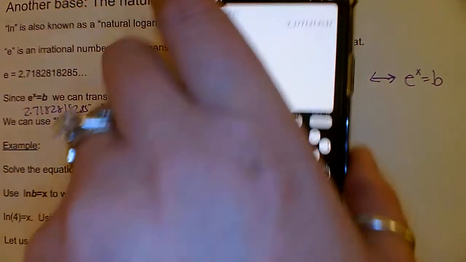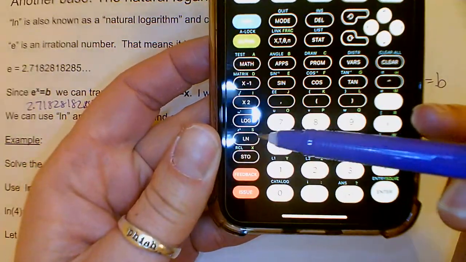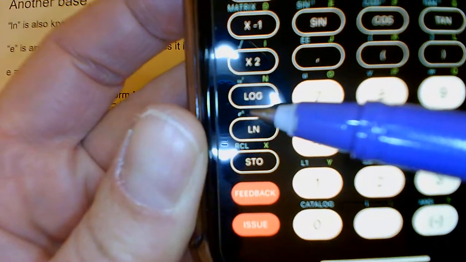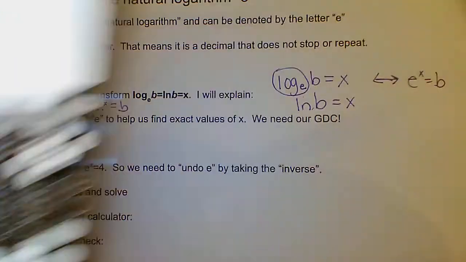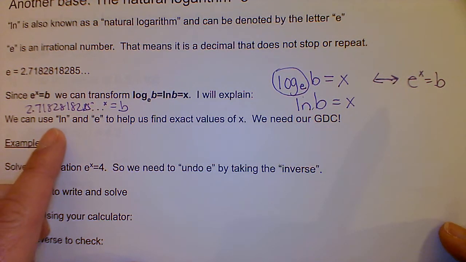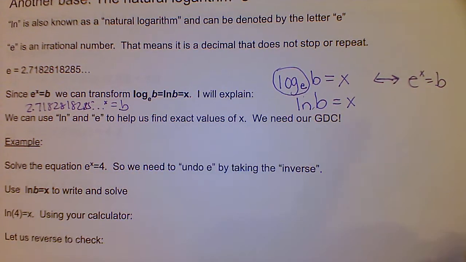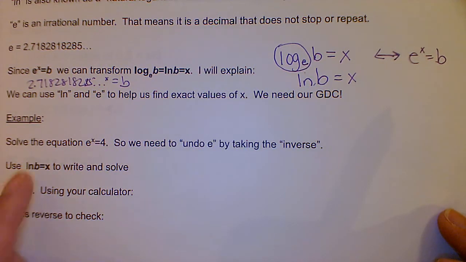So here on your calculator, you're going to see the natural log, and above it, you're going to see the blue key. It says e to the x. I'm not sure if it's going to focus in on that for you. So we have both of those in our calculator. We can use the natural log and e to help us find exact values of x, so grab your graphing calculator. This is what I mean by how it's going to help us solve.